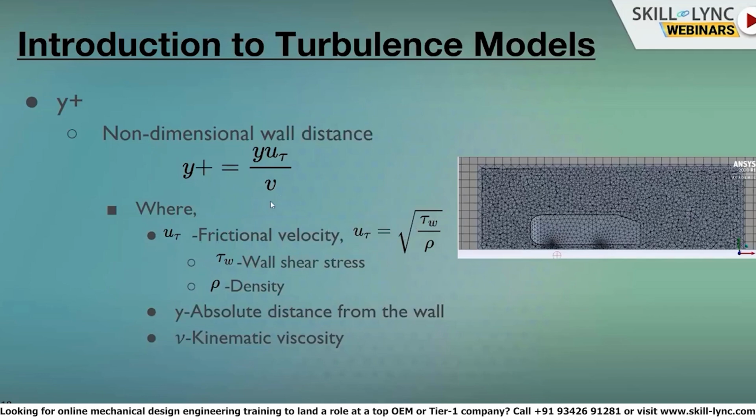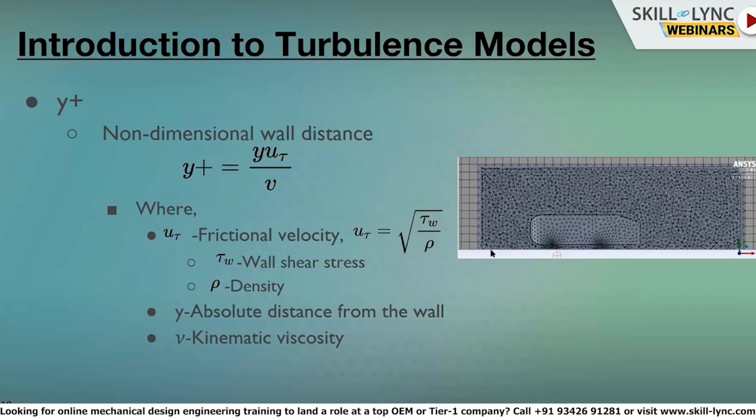We know the density of the fluid, and you can find the first cell height, the absolute distance from the wall. Accordingly, you can put in the first cell height and grow your prism layers, and then grow as many layers as you want. So that is one way of doing it.